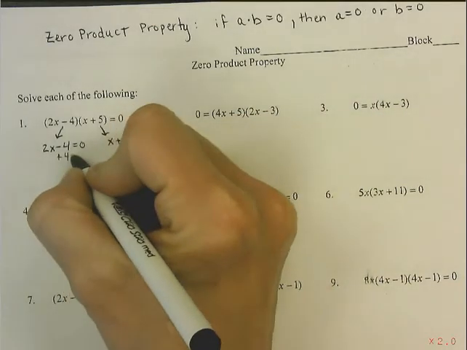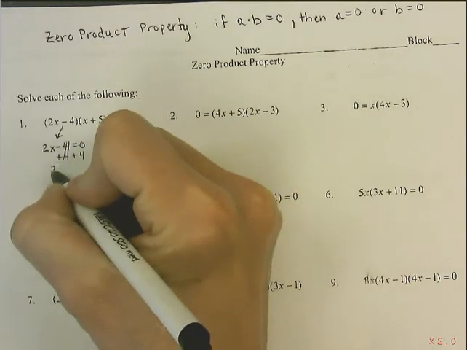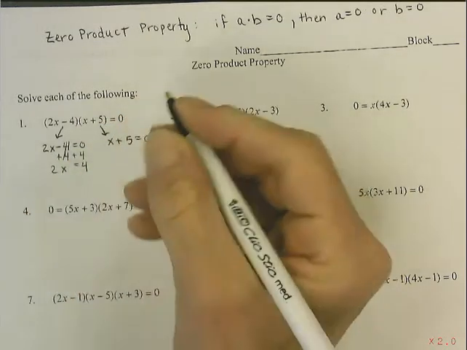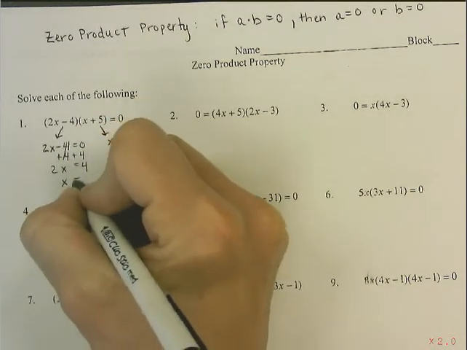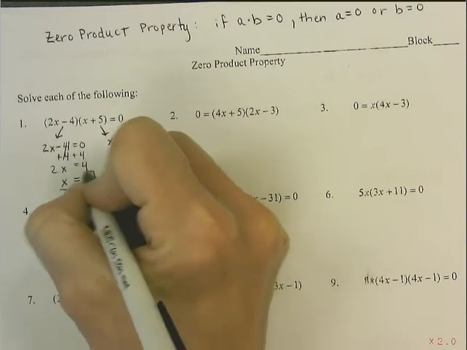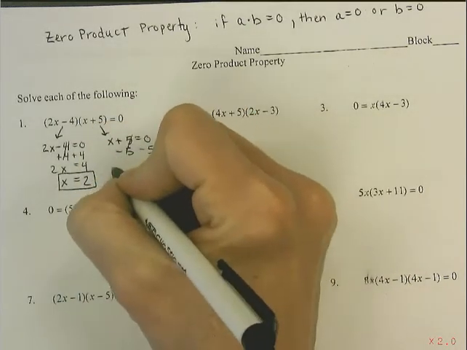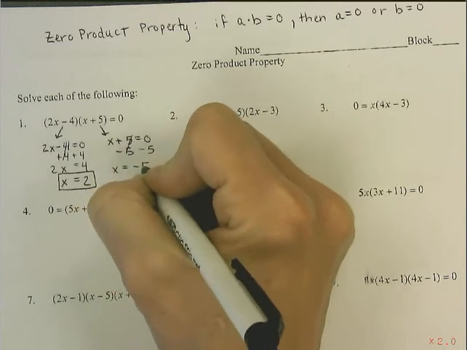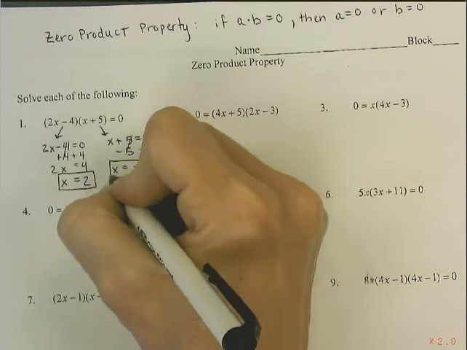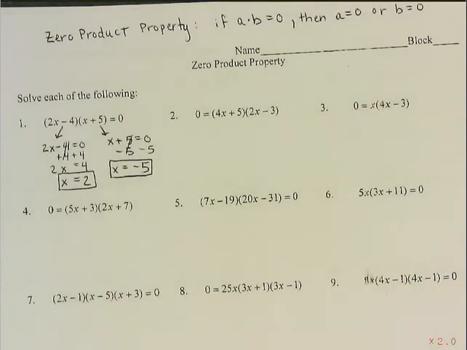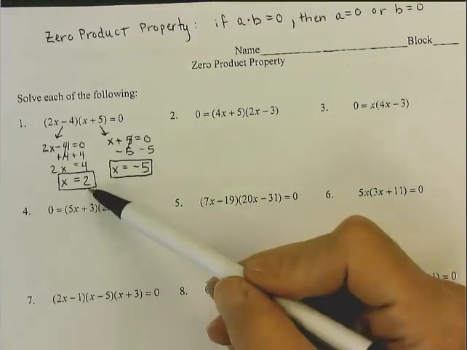Add 4 to both sides, and divide by 2. So one of your solutions is 2. And I can subtract 5. So x equals negative 5. So all that means is this equation has two solutions, and you can quickly check.